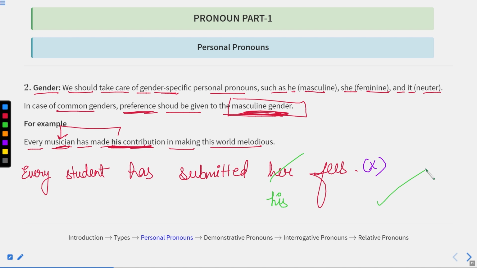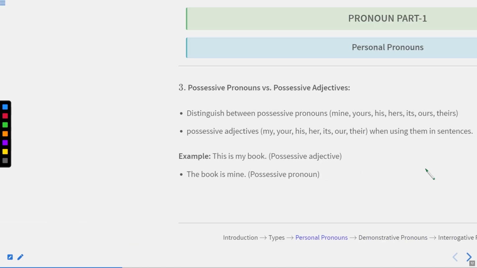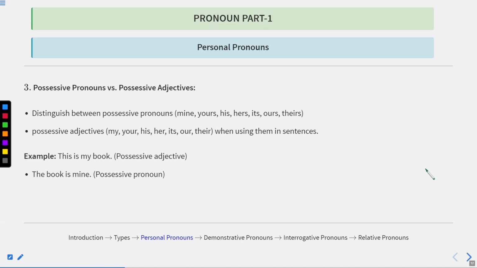Okay, now let us move to the next one. Possessive pronouns versus possessive adjectives. I have told you that there can be two types of possessive cases. One is possessive pronoun, another is possessive adjective. Now, what is actually the difference between possessive pronoun and possessive adjective? Let us discuss that now.